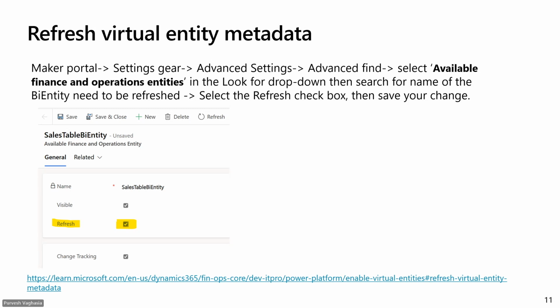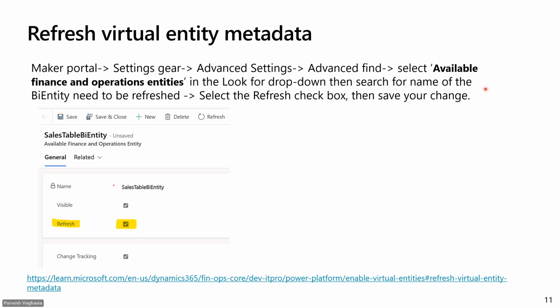Once that code is deployed to the sandbox, the next thing I need to do, since I modified my BI entity and underlying table, is make sure that my virtual entity in the Dataverse is also refreshed. To refresh the virtual entity metadata, simply go to the Maker portal, go to the settings gear, and within that you'll see an advanced setting. In advanced settings, there's an advanced find. If you folks have used it, maybe you feel more comfortable. If you have not, I highly encourage you to look at our docs.